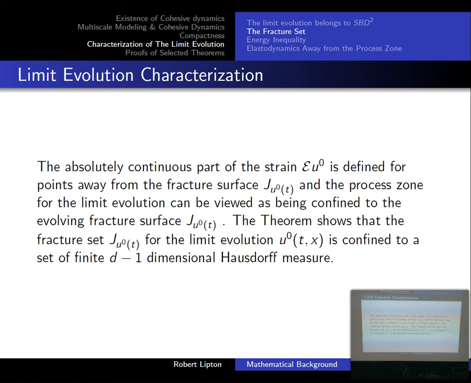So again, the absolutely continuous part of the strain is defined for points away from the fracture surface. For the limit evolution, it can be confined exactly to the fracture surface. And the theorem shows again that the fracture set in the limit evolution is measured by d minus 1 Hausdorff measure. So for the case where we didn't take epsilon to 0, we had a process zone that was vanishing Lebesgue measure as epsilon goes to 0. And here in the limit case, we see that the process zone and everything is collapsed down to a sharp interface.